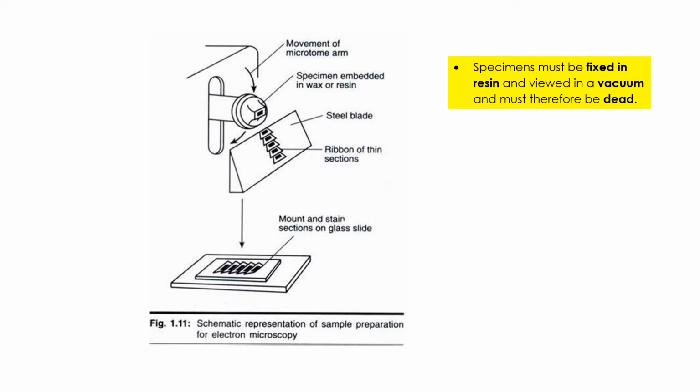It's also got to be viewed in a vacuum, and that's because the electron beam would be easily scattered by the molecules in air. So we have to take out all the molecules and leave a completely empty space, which is a vacuum. That means the electron beam will then pass straight through that vacuum and through the sample. So anything you view down the electron microscope, because the specimen is fixed in this way and because it's viewed in a vacuum, must be dead. And that's a real limitation to what we view down the electron microscope.